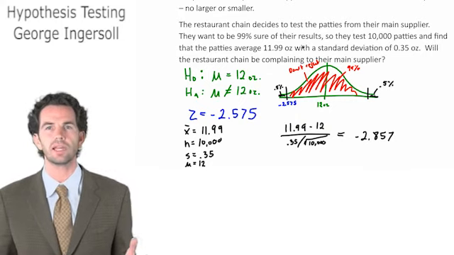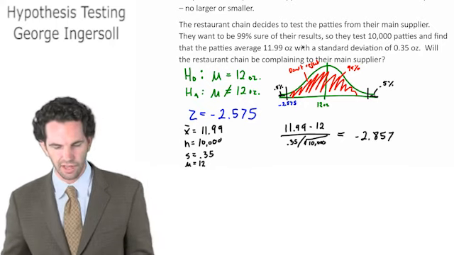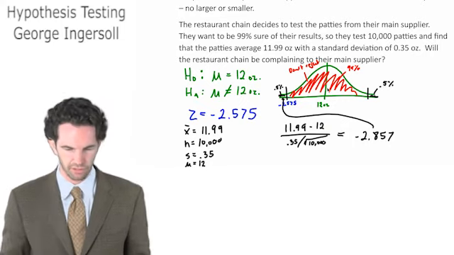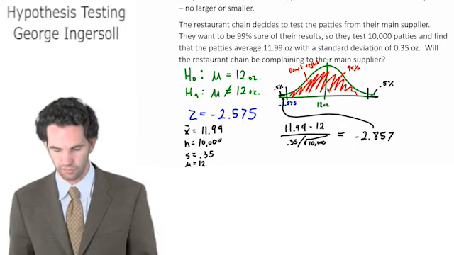All right, so what does this tell us? Negative 2.587, that's to the left of negative 2.575. Let me see if I can sort of draw this. It's going to be somewhere right around there. It's more than 2.575 standard deviations from the mean.